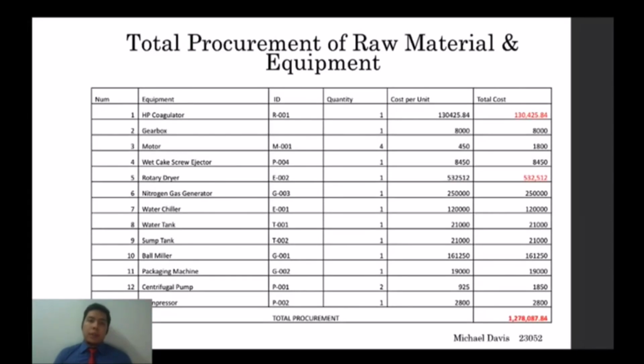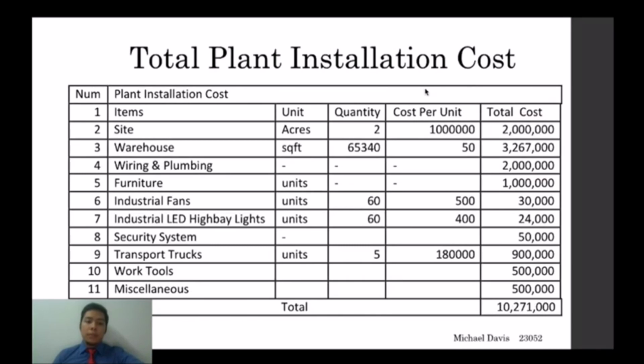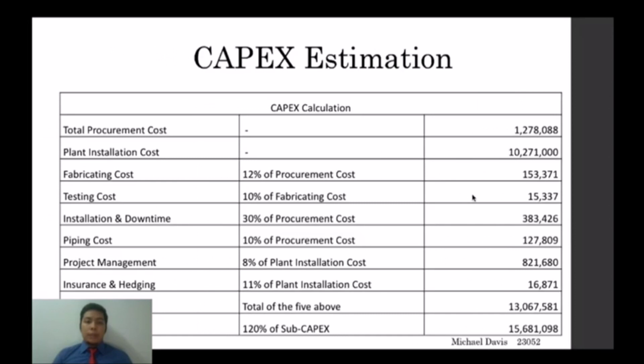So first, we have the total procurement of raw materials and equipments. Our main equipment, the coagulator and the rotary dryer, is highlighted here. So the total procurement for the equipments is 1,278,000. The total plant installation cost is for our site and our warehouse fabrication. The total would be 10,271,000.